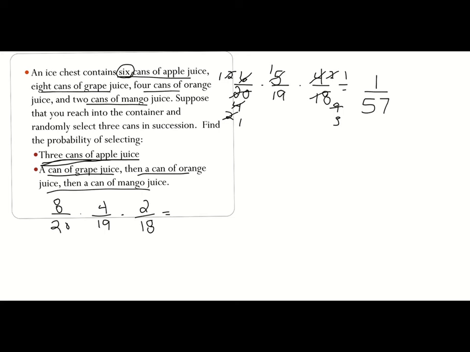And when we simplify this and multiply straight across, let's see here, we can divide 4 and 20 by 4. So that becomes a 1, that becomes a 5. And I can do 2/18, that can become, divide by 2, so that's 1/9. Then we multiply straight across. 8 times 1 times 1 is 8. And 5 times 19 times 9 will give us 855. So 8 out of 855.